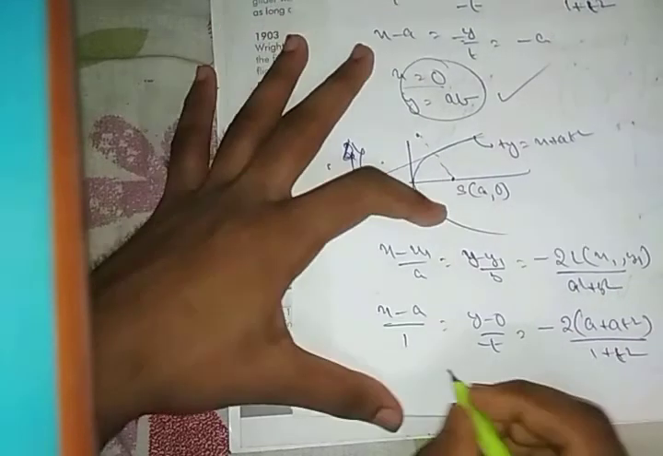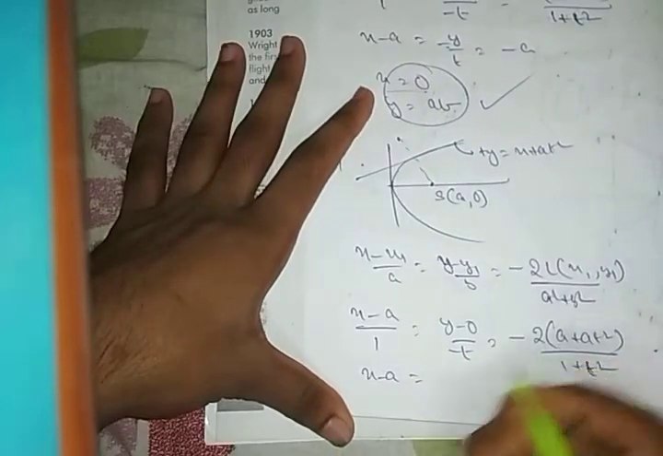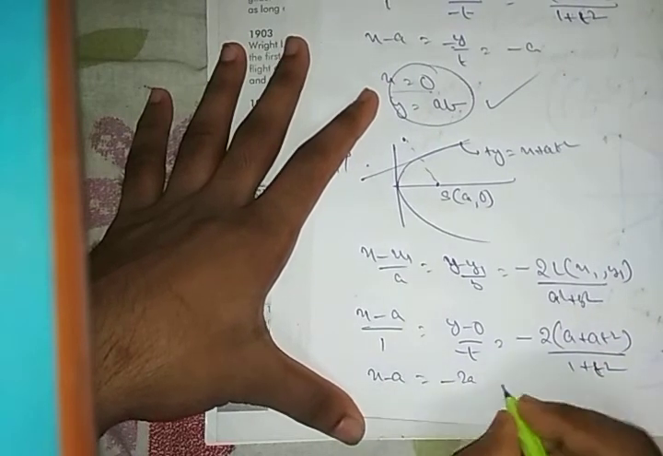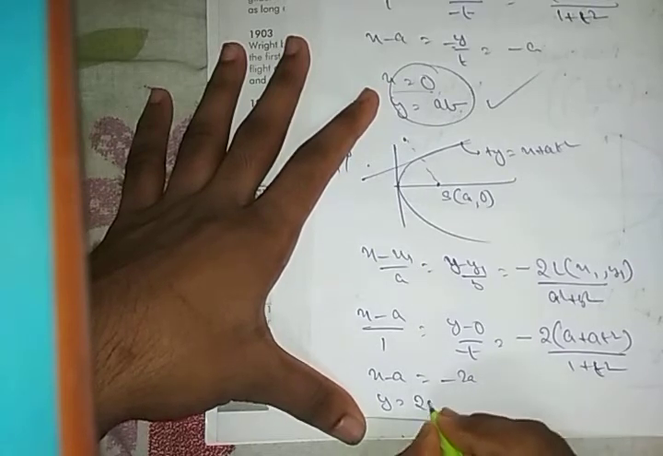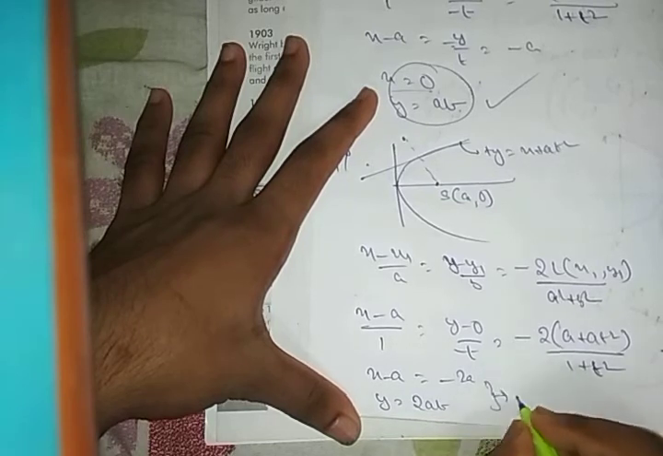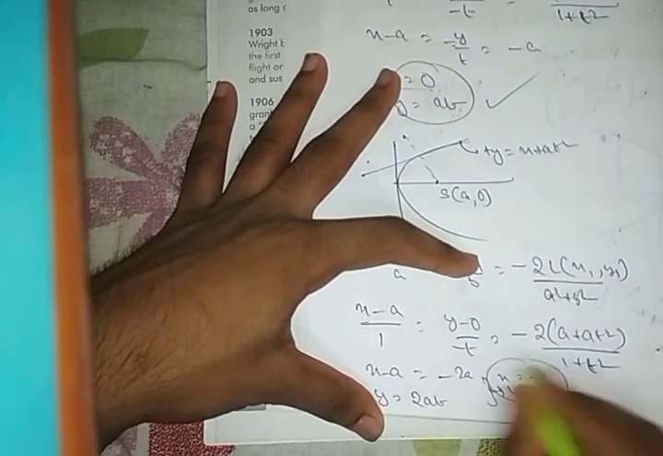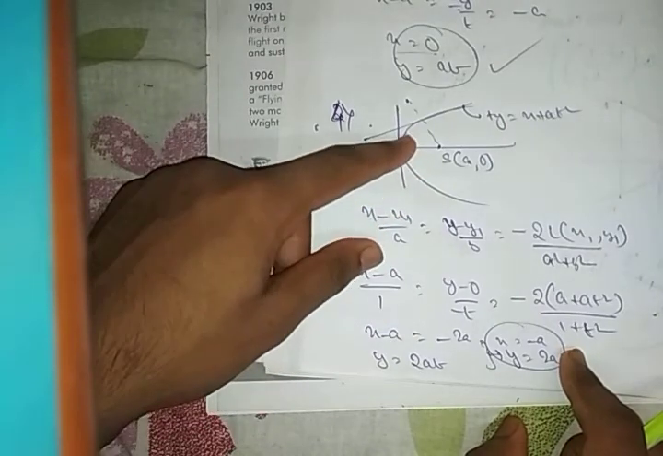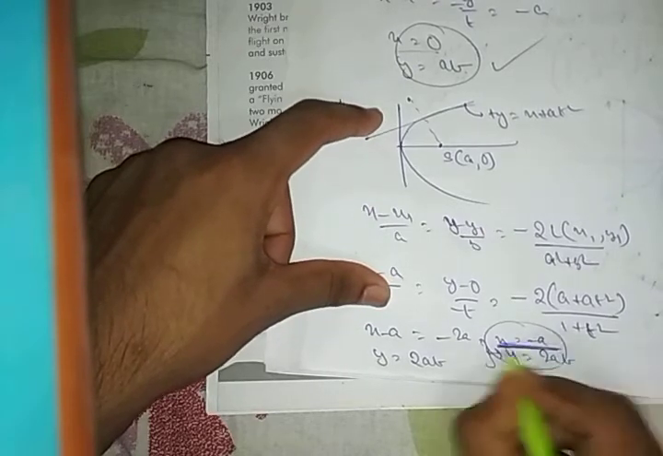Okay, so x − a becomes minus 2a. See, we take one a common, then 1 + t² and 1 + t² would cancel, giving −2a. And y is equal to 2a. So x = −a and y = 2a. See, another thing happened here. What happened? That the reflection of the focus on any tangent will always be on the directrix. Why the directrix? Again, x = −a is independent of t, and x = −a is the directrix.